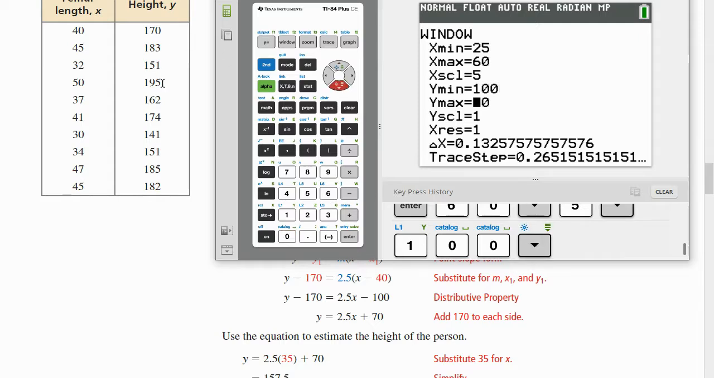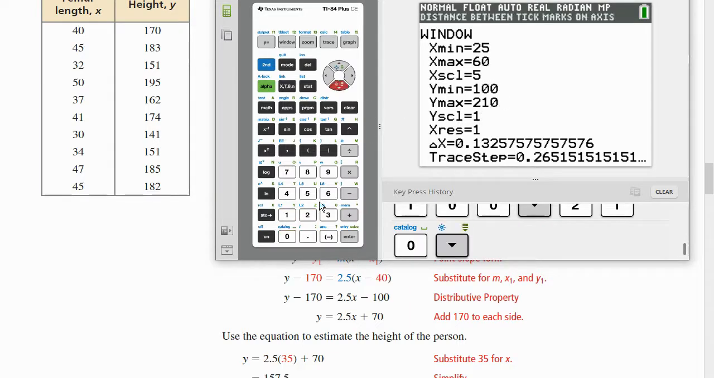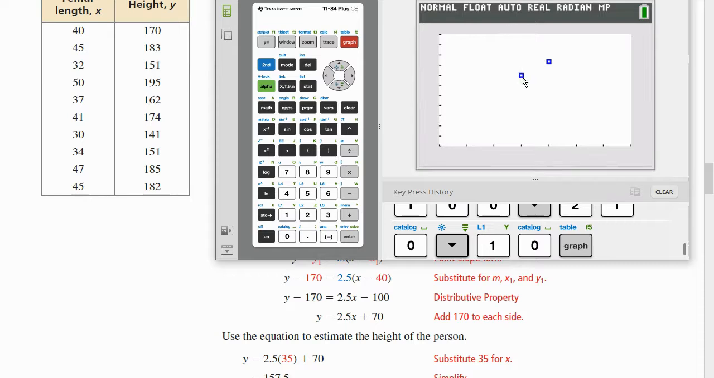And let's take this all the way up to, I don't know, 200. That'll get it, or maybe 210. Let's go 210. All right, since I've turned my stat plots on, let me count these by, I don't know, 10s maybe. Since I've turned my stat plot on, and I put that data in stat edit, now when I go to graph, you're going to see it actually generated those 2 points.